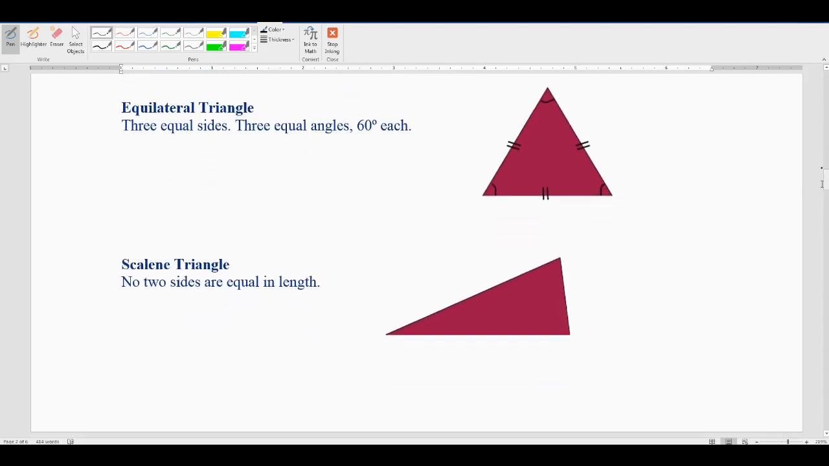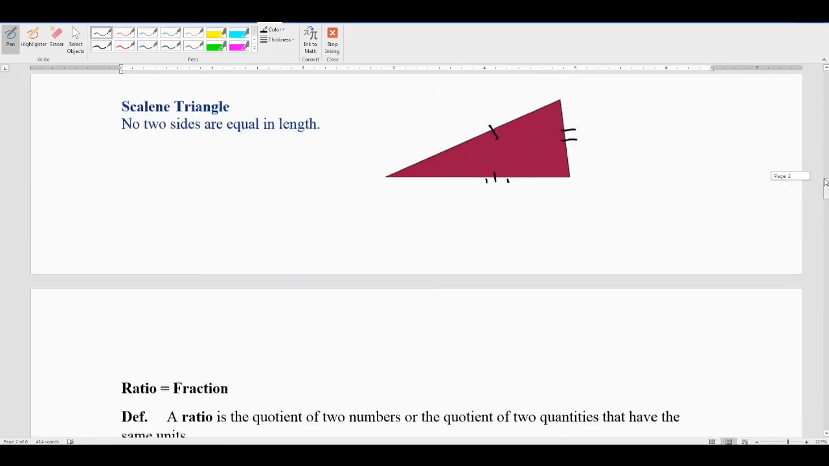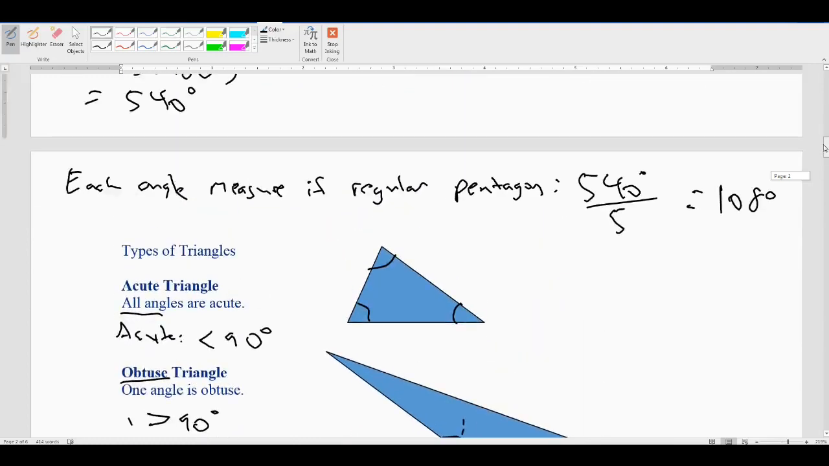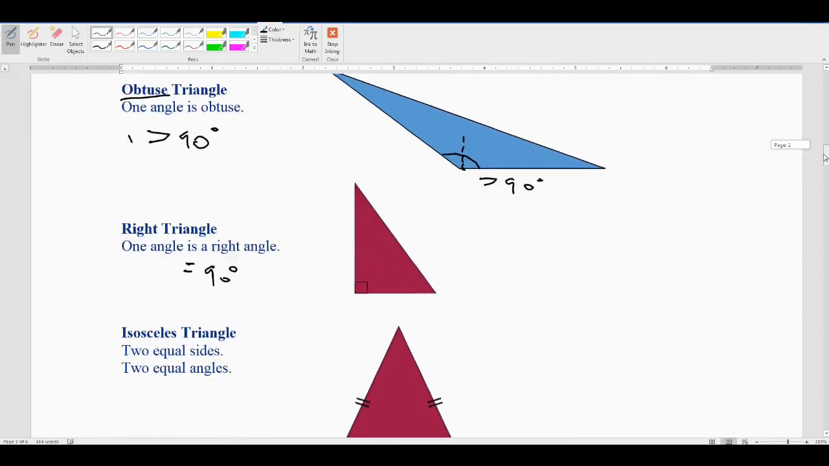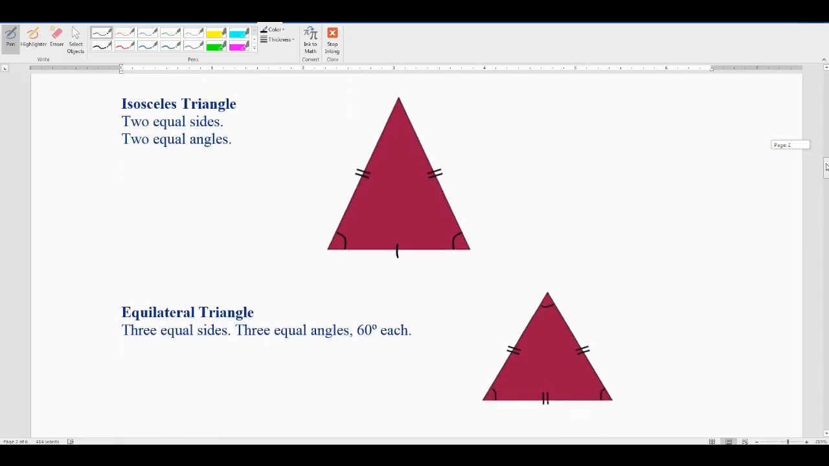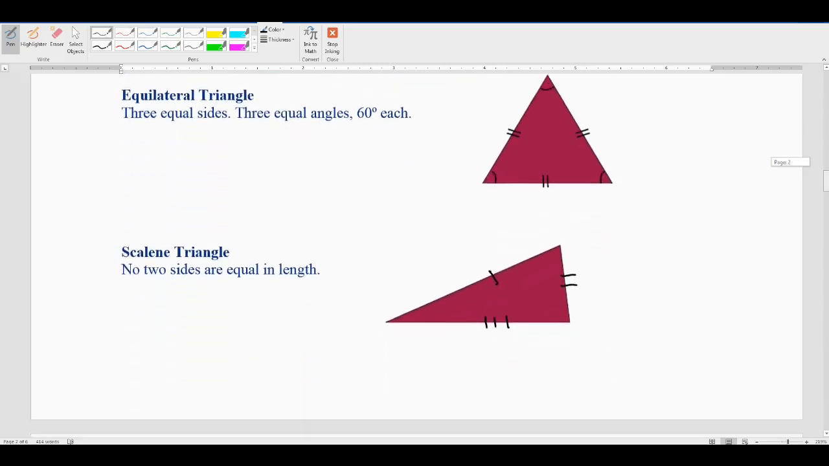Scalene, now I need to add some notation. In a scalene triangle, no two sides are equal, so I could put a line there, then a double line there, then a triple line there. What that means is none of these sides have the same length. So these are definitions once again. Let's review. Acute, obtuse, right are for angles. Acute is less than 90, obtuse is greater than 90, right is equal to 90. Then isosceles, equilateral, and scalene are for sides. Isosceles has two equal sides, equilateral has three equal sides, scalene has no equal sides.